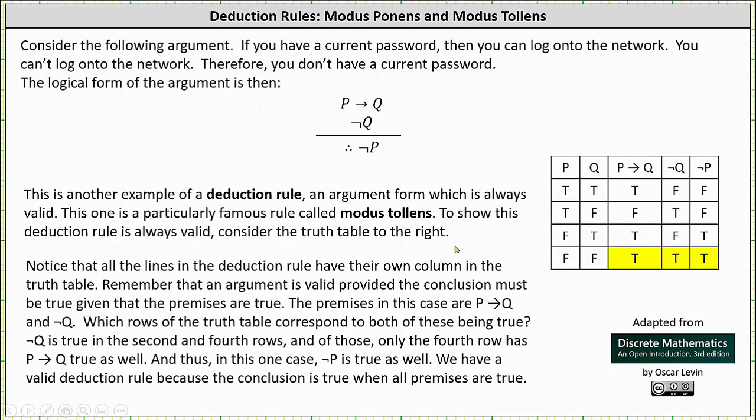And now let's consider Modus Tollens. Consider the following argument. If you have a current password, then you can log on to the network. You can't log on to the network, therefore you don't have a current password.